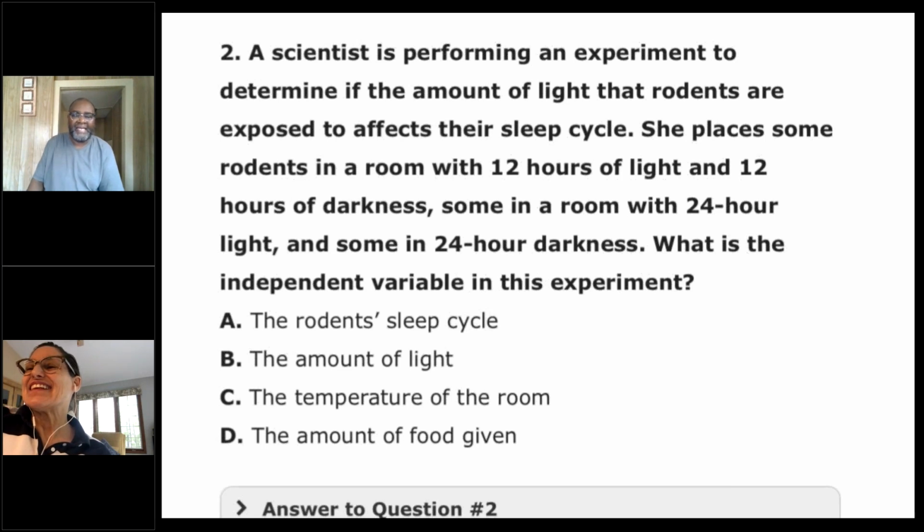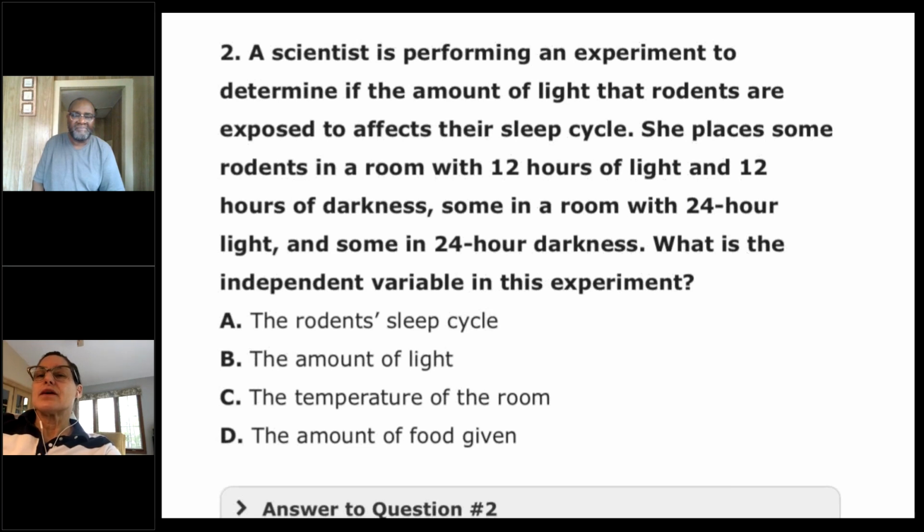Starting to say the amount of light. Yes, because that's what the experimenter is changing. The amount of light is the independent variable. The rodent sleep cycle is what they're studying, and that's going to change. They're seeing if that changes with the light. The temperature of the room, no. The amount of food given, no. You're right, the amount of light.